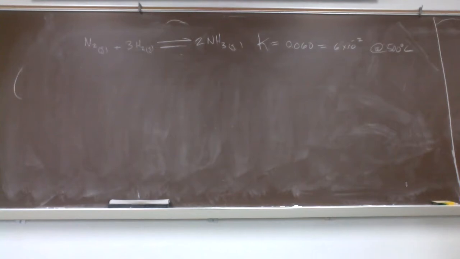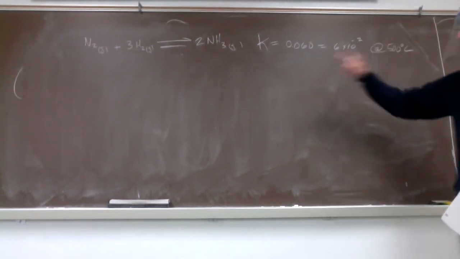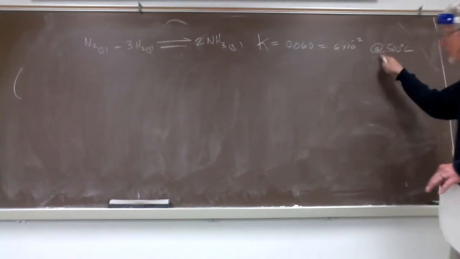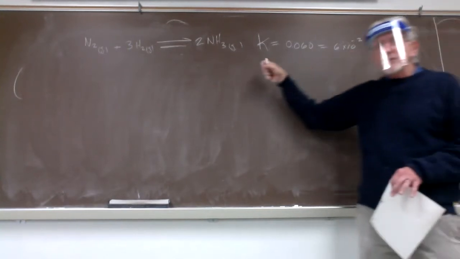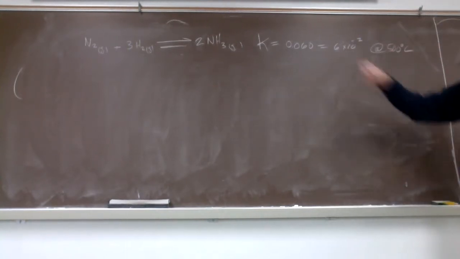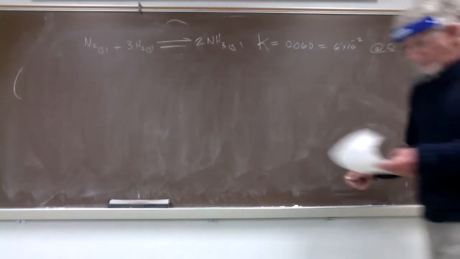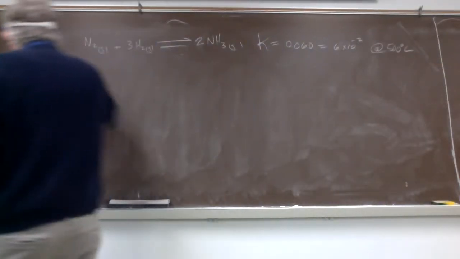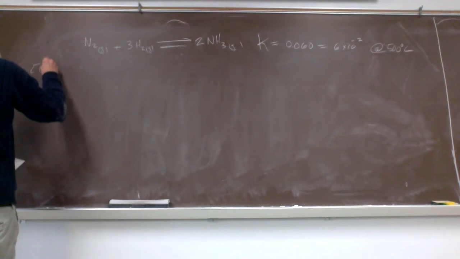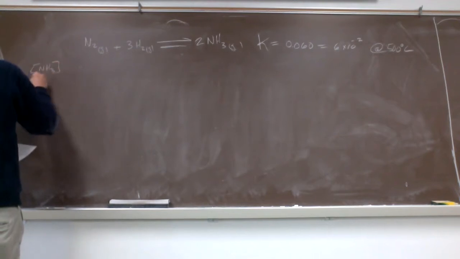If the temperature changes, the value of its equilibrium constant changes. But for this reaction, if it's at 500 degrees, its equilibrium constant will be 6 times 10 to the negative 2. So let's say we have a set of concentrations that we throw together in the lab.